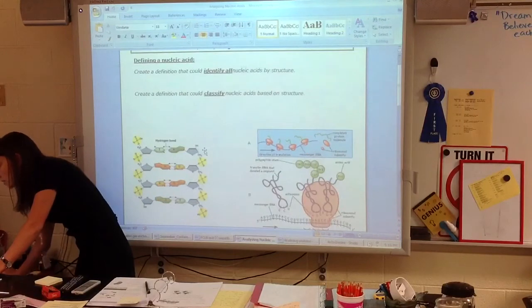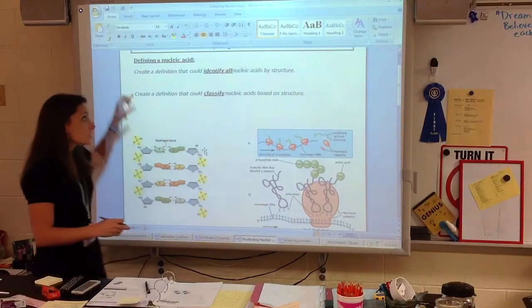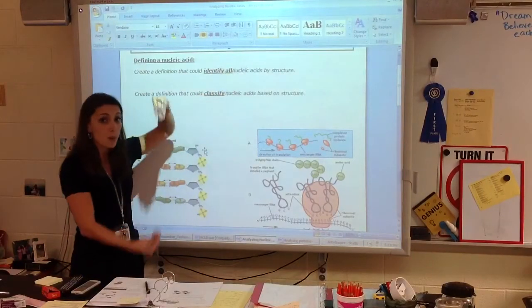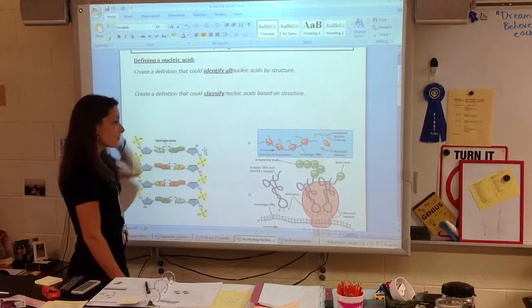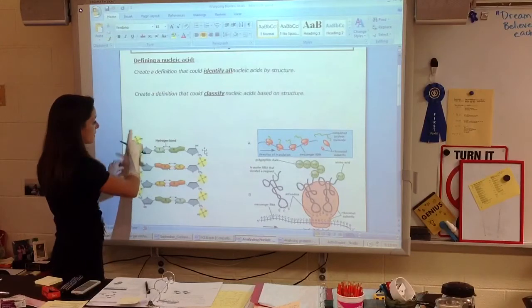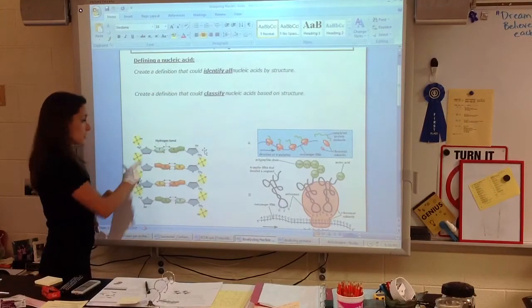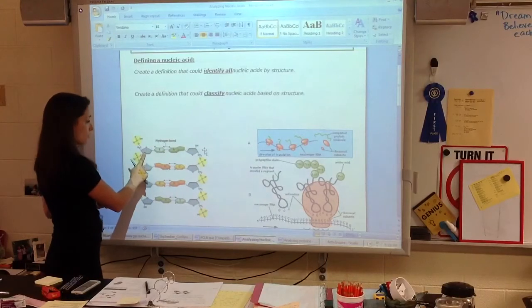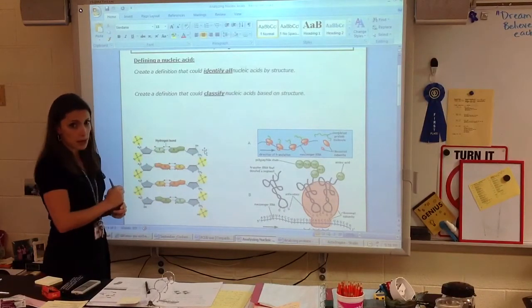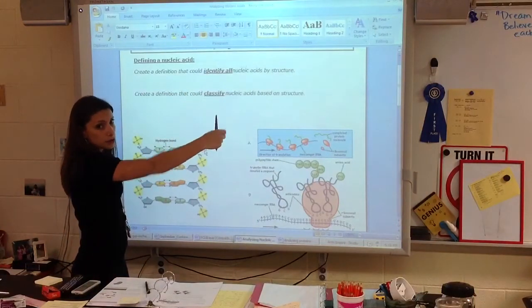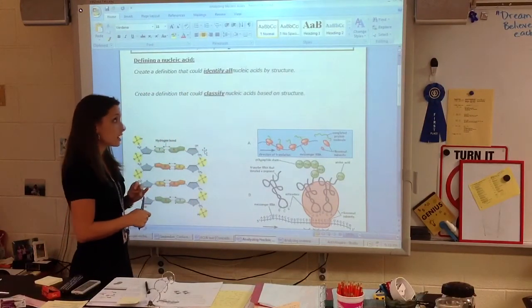Next, we analyzed nucleic acids, and first we just defined them. So how can we identify all nucleic acids? They're all polymers. They're all made of repeating units of nucleotides, keeping in mind that a nucleotide has 3 parts: a pentose sugar, a phosphate, and a nitrogen base. So all nucleic acids are polymers or chains of nucleotides.